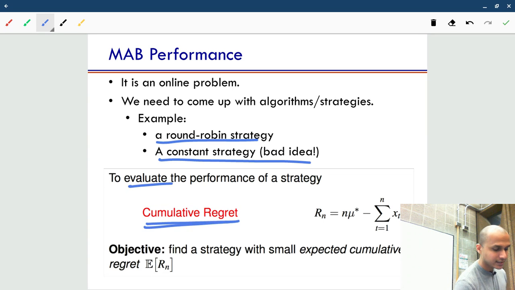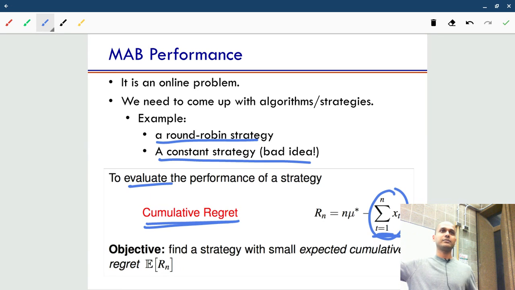The way we're going to evaluate the performance of the strategy is by the notion of what is called cumulative regret. Cumulative just means it's over time. If I show the website to 1,000 people, then I look at the sum over all the feedbacks that I got. Say I showed the first website to 500 people, and the second website to the next 500 people, then I'll get a bunch of rewards. It's the sum of those rewards. I'm comparing that to the reward that I would have gotten if I had shown the best website.